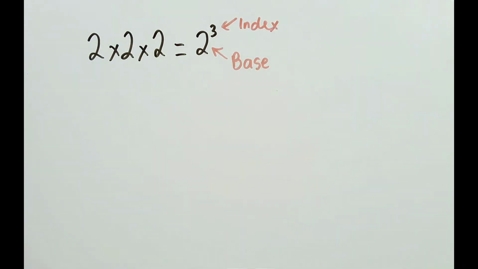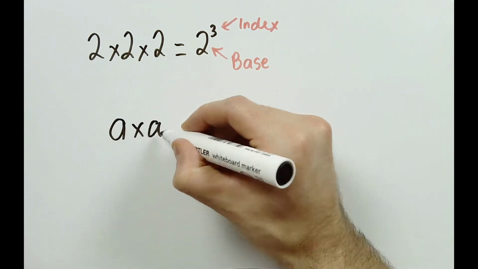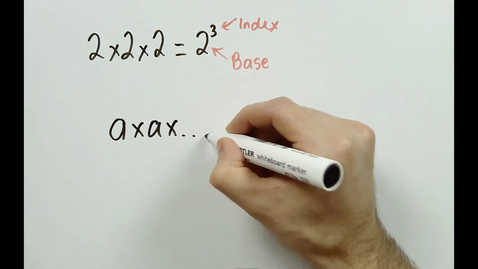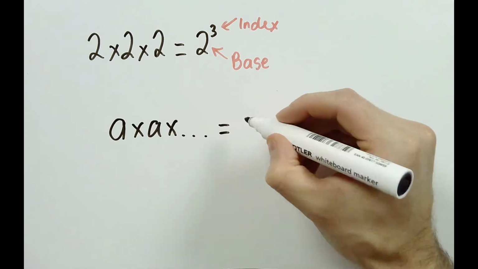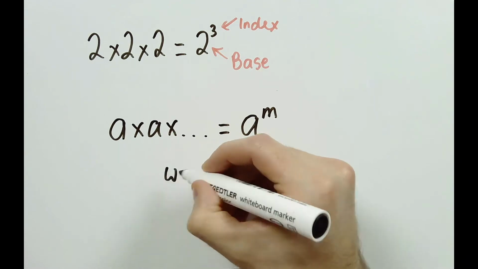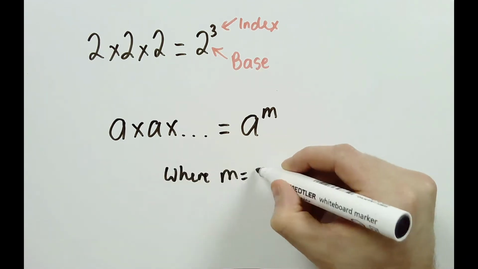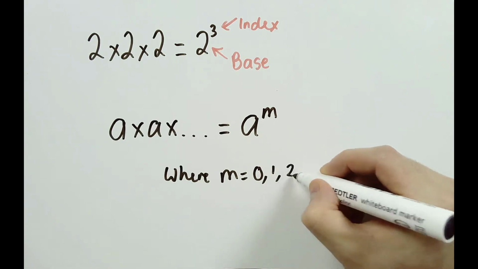And this holds true for any number. Let's say we take a number a, we multiply it by itself some number of times, we can represent this as a to the power of m, where m is the number of times. And this can be equal to 0, 1, 2, 3, etc.